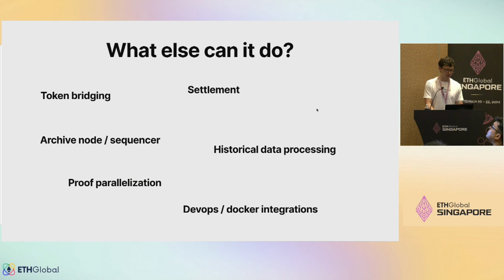What else can Protokit do? We can do token bridging. We can bridge everything from layer 1 to layer 2. Obviously, as I've already touched upon, settlement. We have a built-in archive node that collects all the data that has been historically emitted. We can also process that data using our processor. We do everything regarding proof parallelization for you, so you don't have to do that. We also offer a suite of DevOps integrations, so you can host your application really easily on some server and run it in a production-like environment.